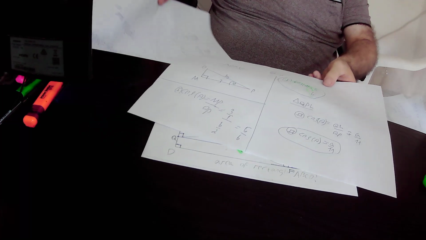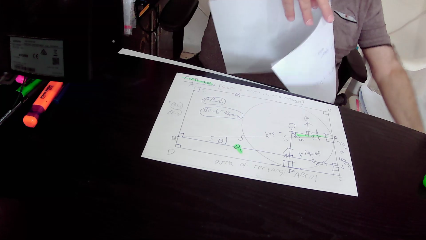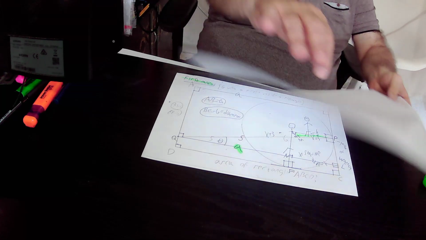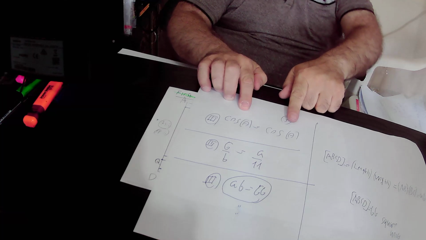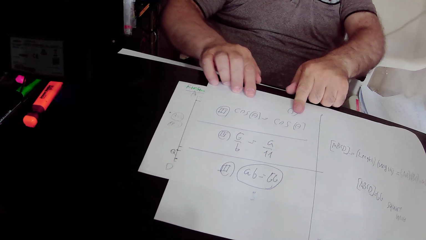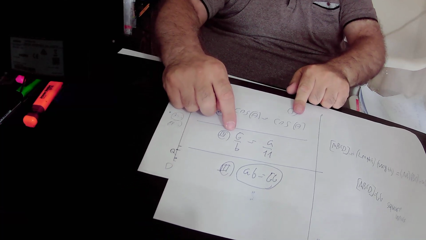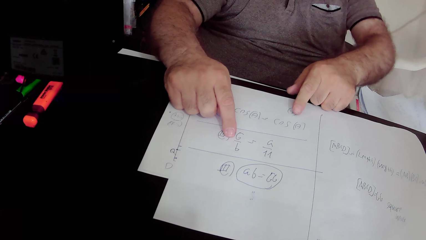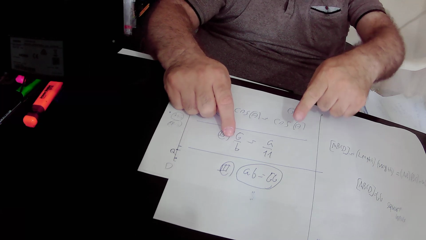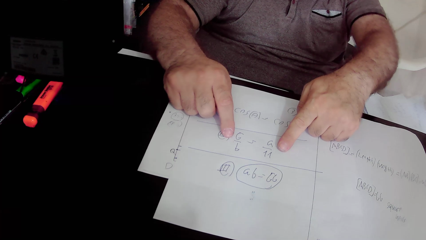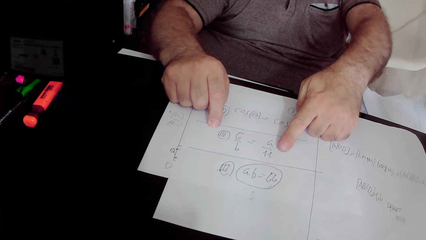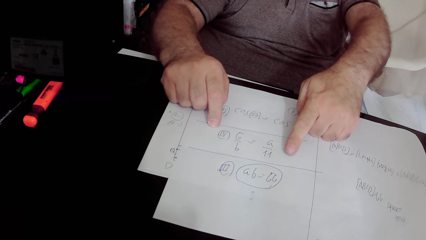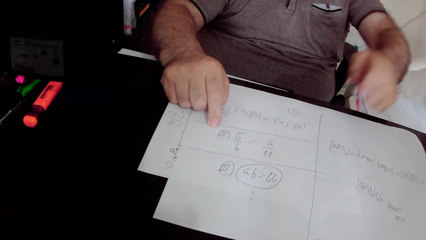Then we created equation number 3 that states that cosine theta according to equation number 1 must be equal to cosine theta according to equation number 2. Cosine theta according to equation number 1 is 6 over B, and it must be equal to cosine theta according to equation number 2, that is A over 11. We cross multiply this equation number 3 and found out that AB equals 66 units.